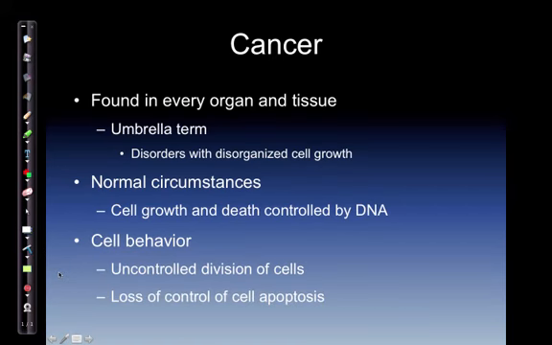Cancer, found in every organ and tissue. It's an umbrella term. Disorder with disorganized cell growth is essentially what it is. An abnormal growing cell. Under normal circumstances, cell growth and death are controlled by the DNA. Cell behavior, uncontrolled division of the cell, the loss of control of cell apoptosis or cell death, usually due to damage in the mutated DNA is why that occurs.